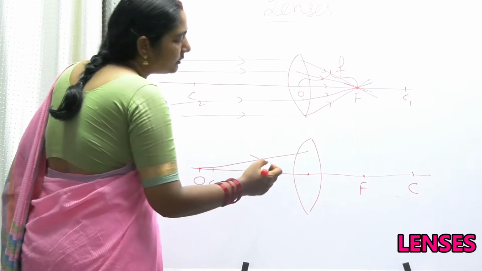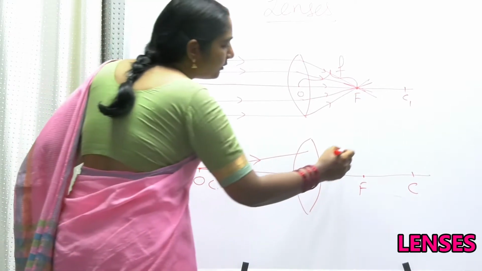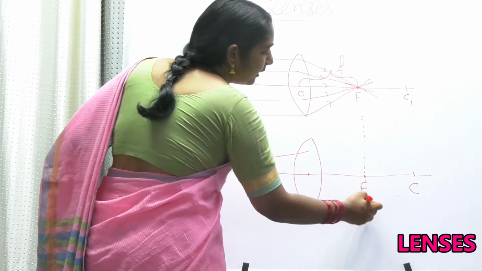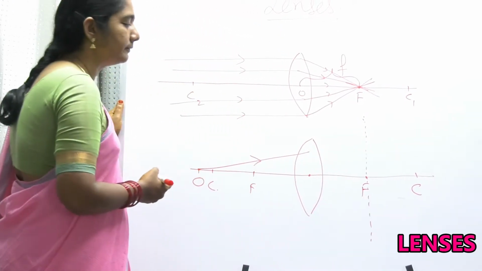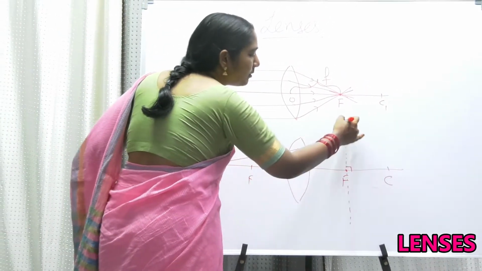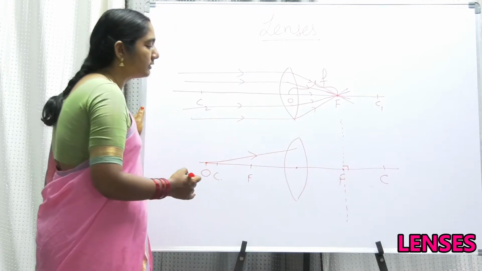So my dear friend, now see here, let us try to draw a normal, let us drop a perpendicular at the principal focus on the other side. Now we are drawing a perpendicular, we are dropping a perpendicular. This is the normal drawn at the principal focus.